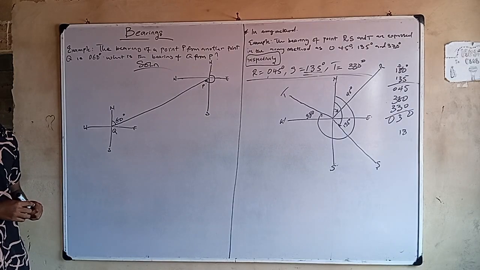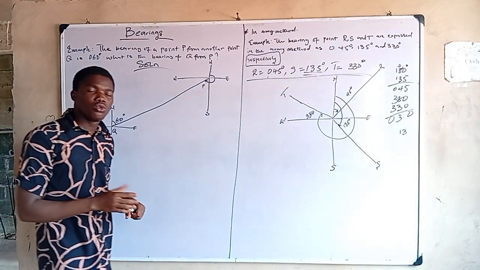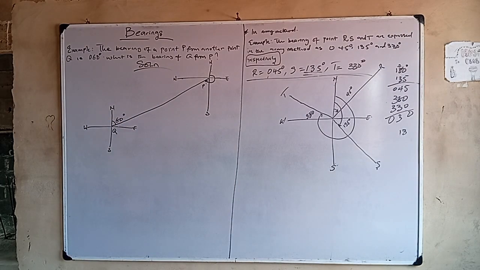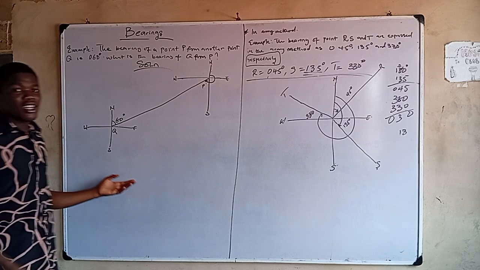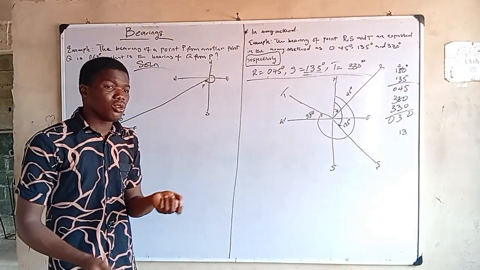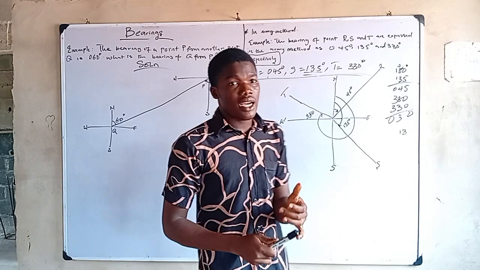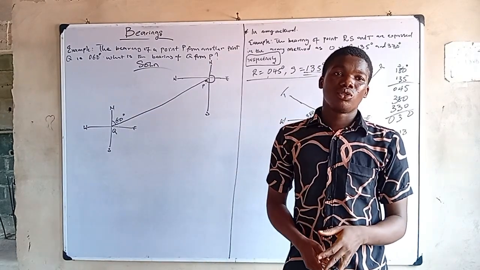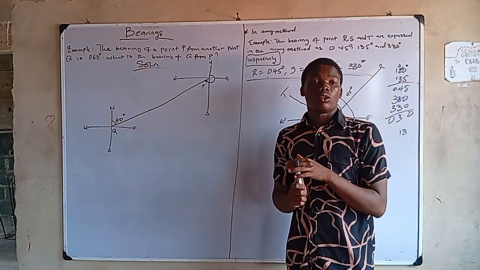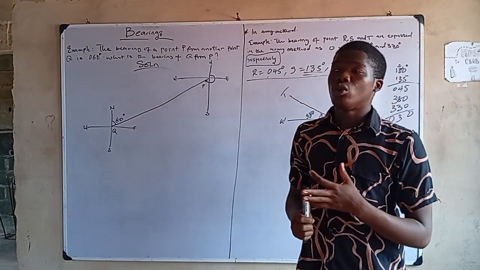Now, it is very important you know your angles very well, especially how to locate angles, because you have your corresponding angles, your alternate angles, and your opposite angles. Corresponding angles are equal, alternate angles are equal, and your opposite angles are also equal.